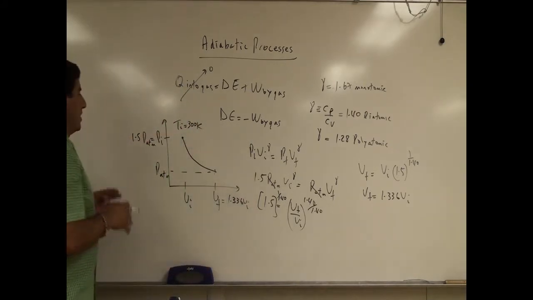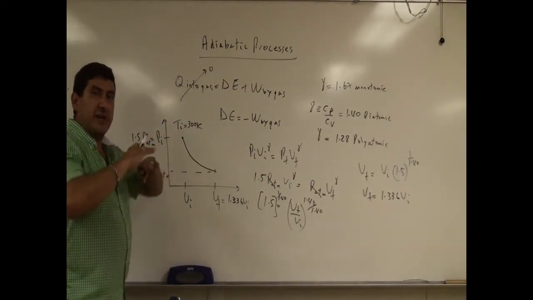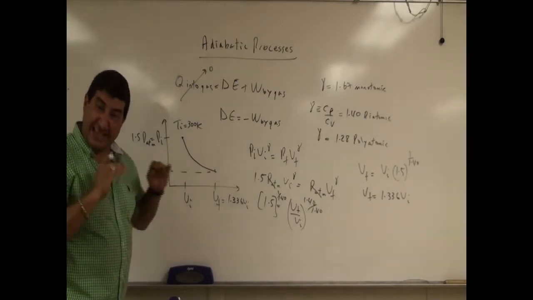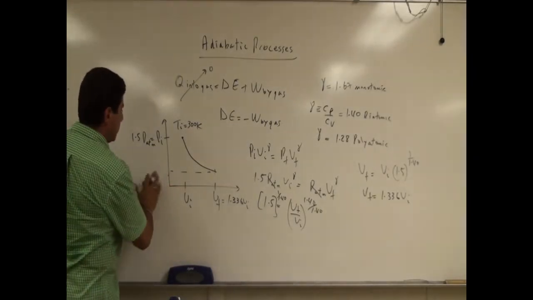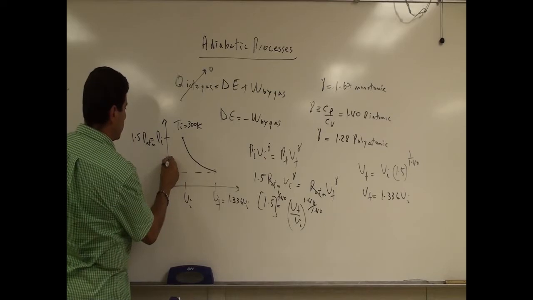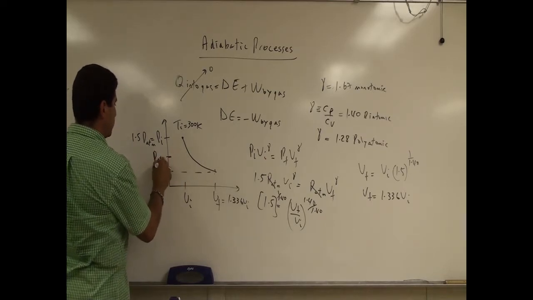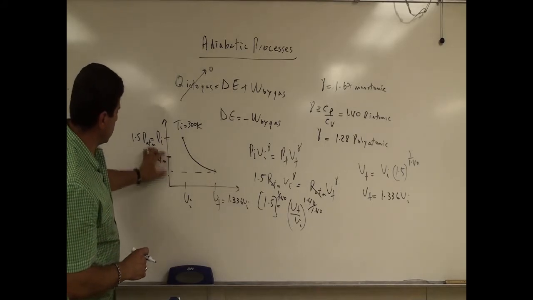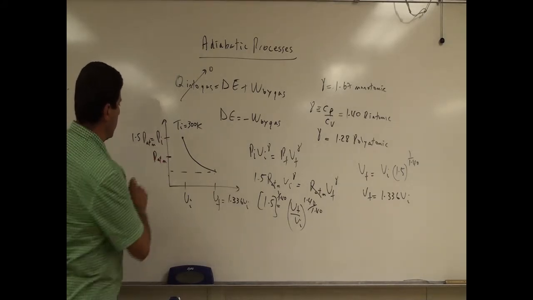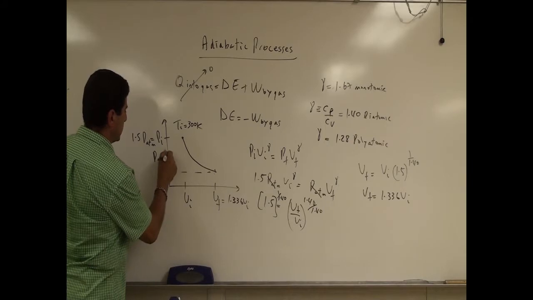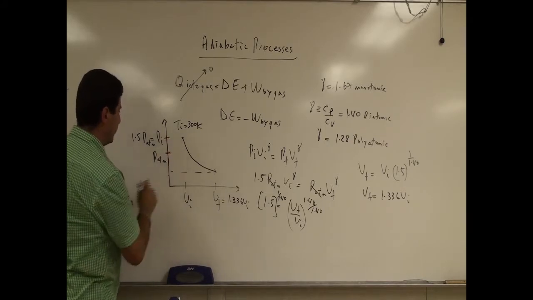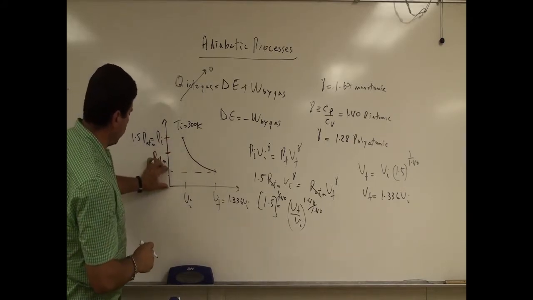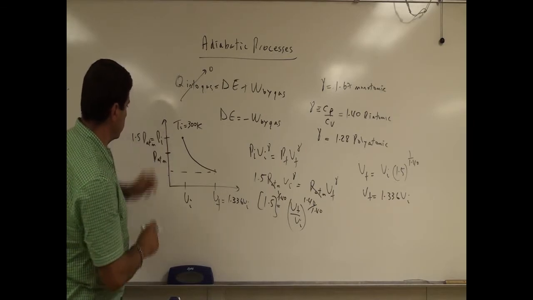So if I want to draw this graph to scale, what would I do? I would say P atmosphere is here, and then this one is 1.5 P atmosphere. So you go like this, and then half of it. So the final pressure should be here, right? That would be a good accurate graph. So this would be 1/2.